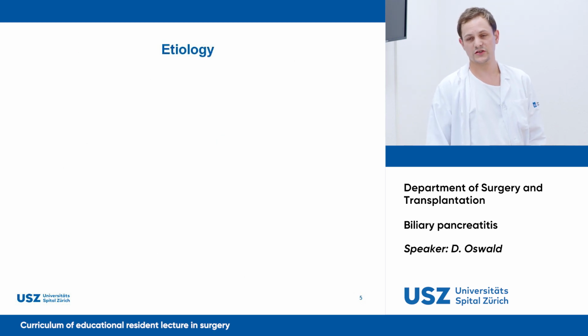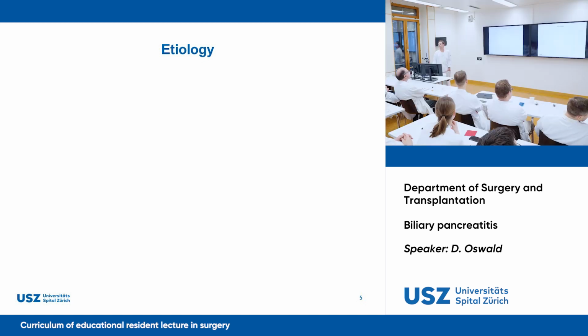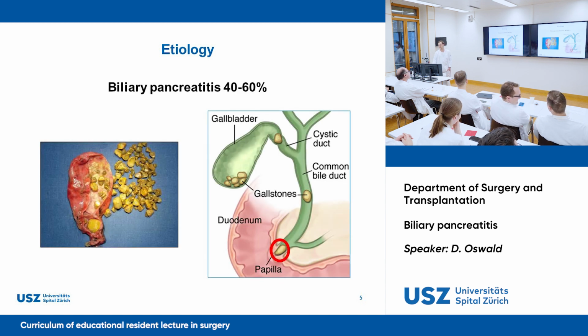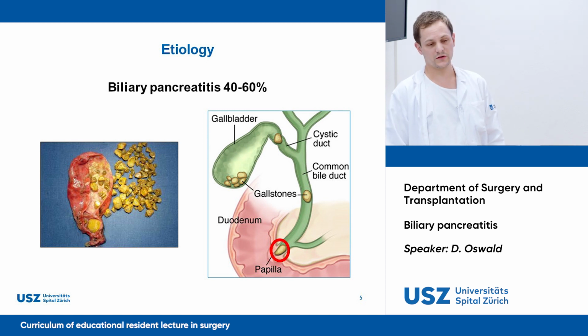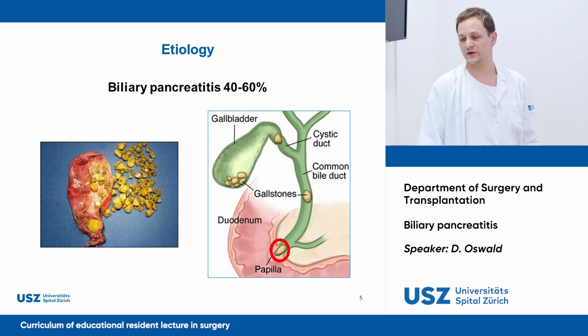Now, to the etiology, I would like to ask one of the residents, what is the most common cause of acute pancreatitis? Gallstones. Exactly. The most common cause is biliary, due to gallstones or sludge. And it's important to say that sludge can make the exact same problems as a concrete gallstone. Gallstones in the bladder are a very common disease and often asymptomatic. But if they migrate, they can lead to a transient or permanent obstruction of the pancreatic duct and trigger pancreatitis.